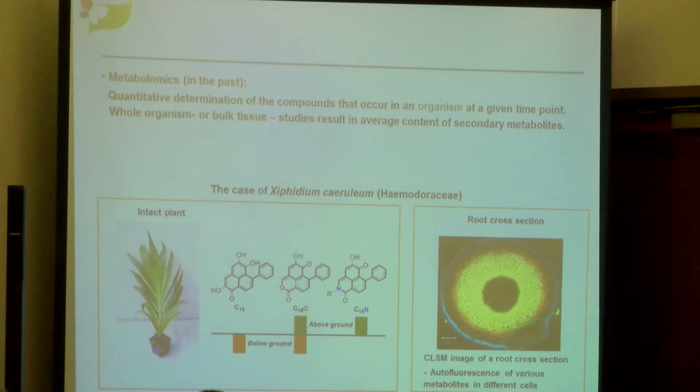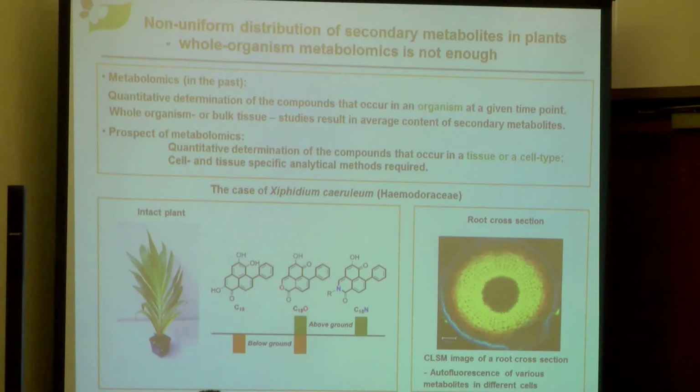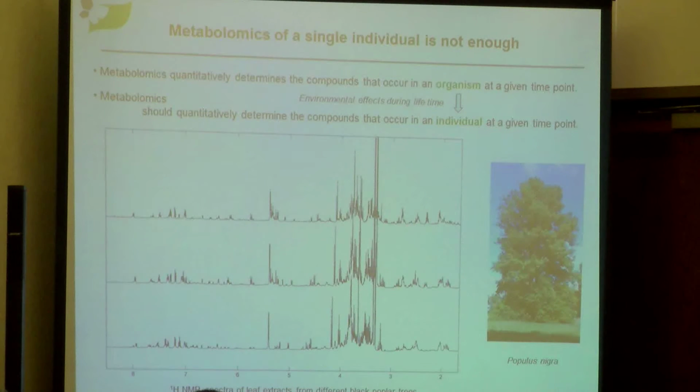And even cell-specific separation of compounds has been observed, for example, in these root cross-sections by the fluorescence of the compounds involved, in the yellow cells and in the red cells. So a non-uniform distribution of secondary metabolites in plants is very common, and that also means that a whole organism metabolomic approach is not enough. So we need in future tissue or cell type specific metabolomic approaches. And this is something I will talk about tomorrow, what we have done in this area.